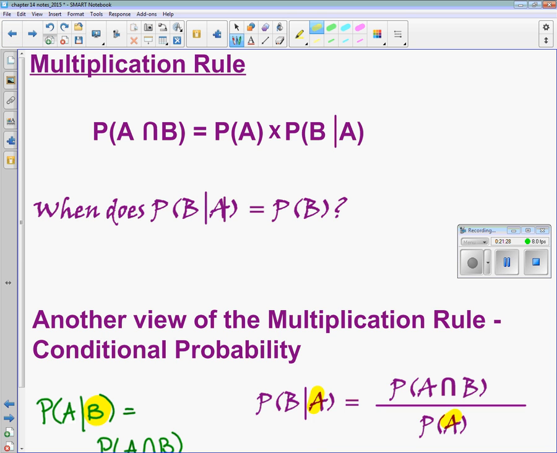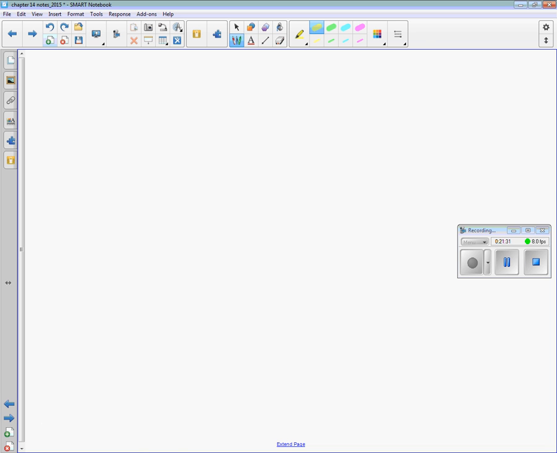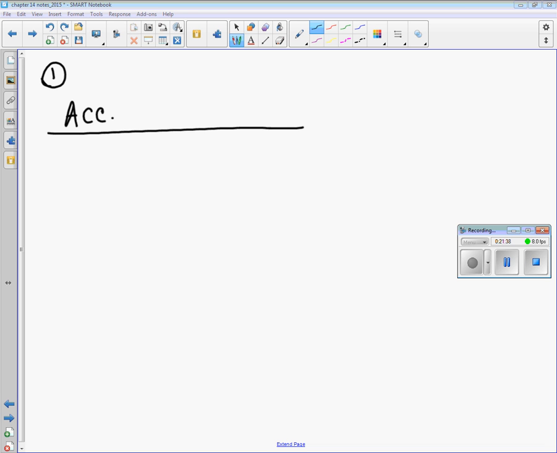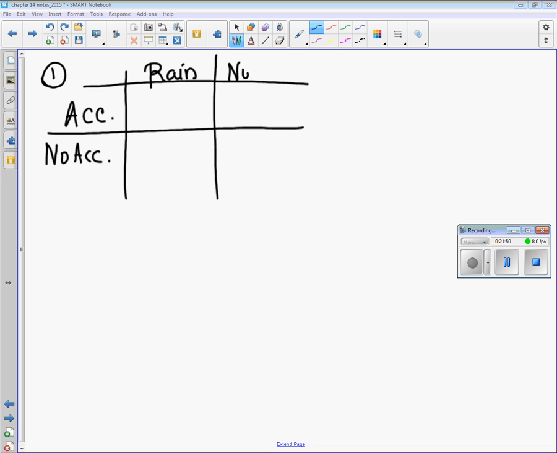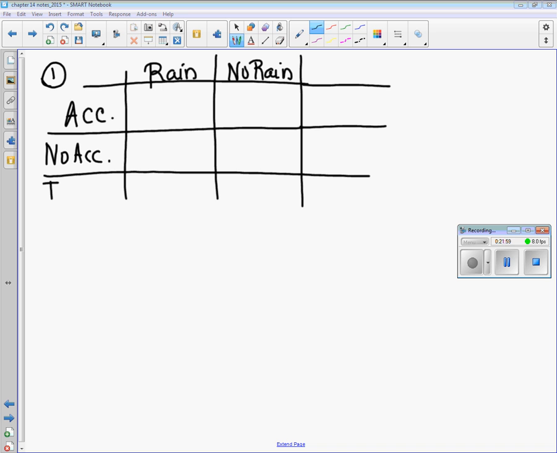What I'd like us to do is I'm going to hand some problems out to you. If you look at problem number 1 on the back, you have a contingency table, a two-way table. What is different about the two-way table that is here versus the one that we did a little while ago? There's no totals. So let's go ahead and add both a row and a column for the totals.